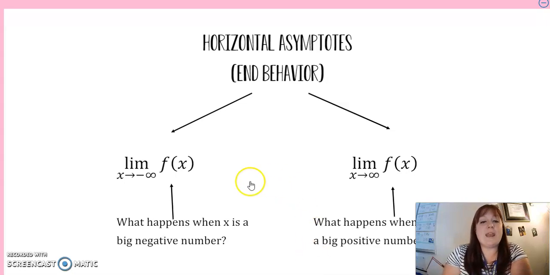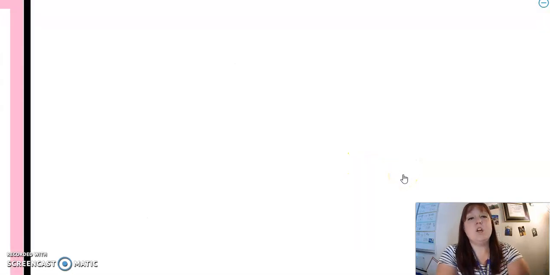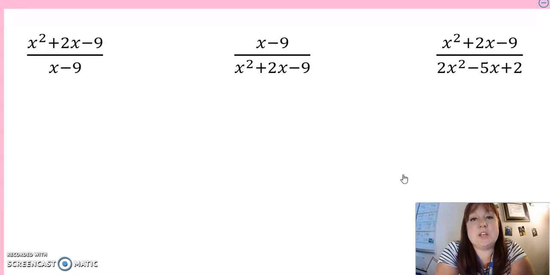It tells us when x is a really, really big negative number, what's going on, or when x is a really, really big positive number, what's going on. So the limit as x approaches negative infinity, or the limit as x approaches infinity. So we're just looking at those two things. So for these horizontal asymptotes, we're going to look at this function.